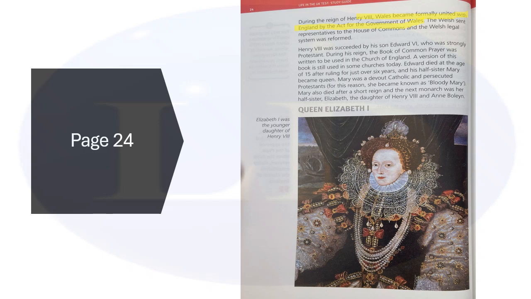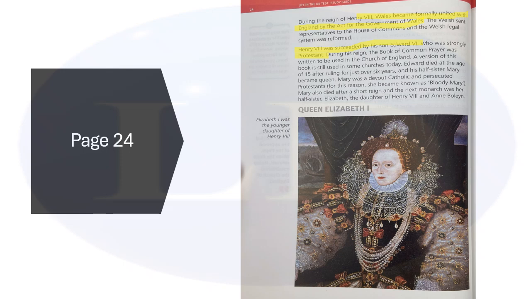Okay, Henry VIII was succeeded by his son Edward VI. So this is the youngest one of his children. So when Henry died, Edward VI became the king, who was strongly Protestant. Now it's very, very interesting. So Henry's father, Henry VII, was Catholic. Henry VIII, Protestant. Edward VI, very strongly Protestant.